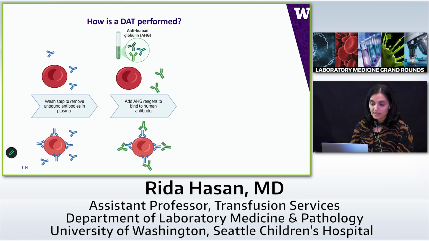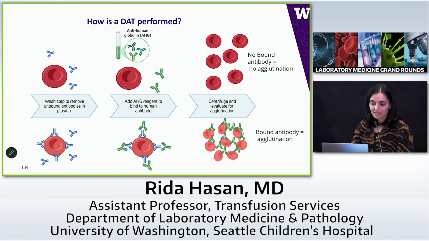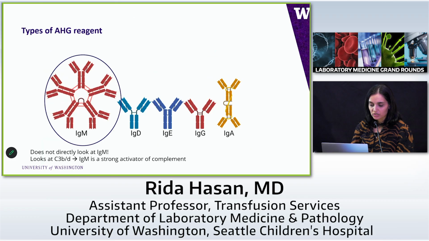So once I wash it away, then I add an anti-human globulin reagent. That reagent will bind to the antibodies that are already present, so it binds to the antibodies that are bound to my red cell. Then I centrifuge and I evaluate for agglutination. If there are no antibodies bound to it, no agglutination. And if there are antibodies, then I'll see agglutination. And the AHG reagent that we use matters.